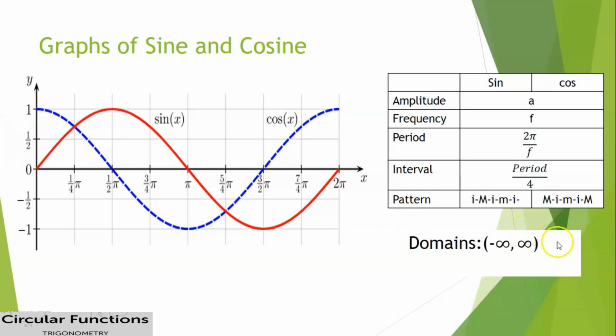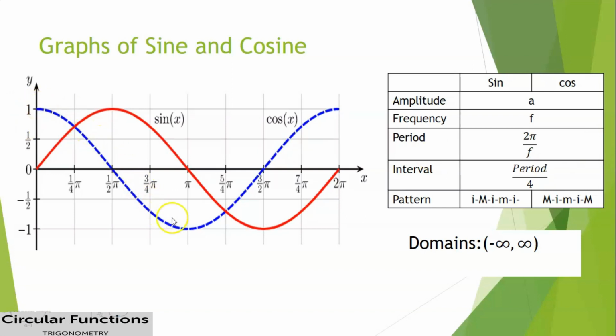Okay, for the domains, it's the movement from negative infinity until positive infinity, because you can extend infinitely. So sine and cosine curves are sinusoidal graphs. So it's also periodic. After one period, it will go back to the same pattern. So that is the sine curve. The same thing for cosine. It's also sinusoidal.